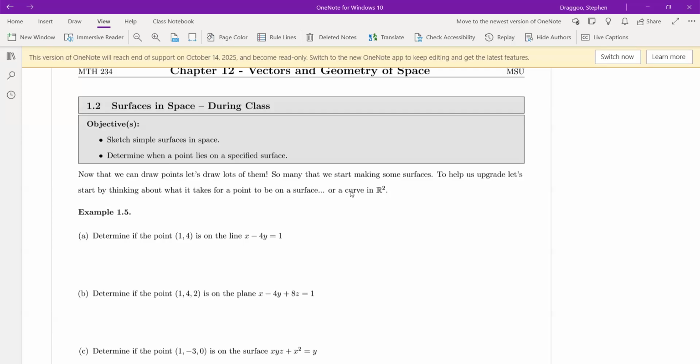One more time through, plug in (1, negative 3, 0) into that surface. Well, xyz is going to get multiplied by 0, since the z is 0. x squared is going to be 1 squared. And on the other side, I've got y, which is negative 3. And once again, 1 and negative 3 are not equal. So I'll say, no, that point's not on the surface. I don't know why I went to orange instead of red. Cool. I think that about does it.